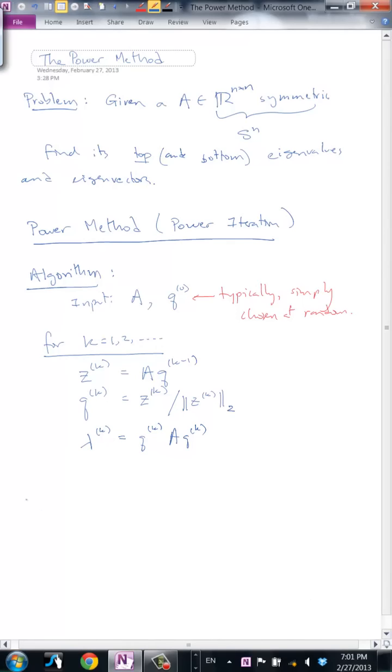So a key question is, first of all, why would we expect this to work? And secondly, how fast do we expect it to converge?